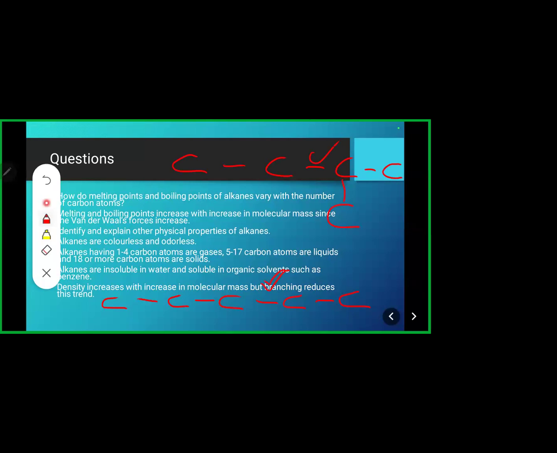Are we all together on those physical properties of alkanes? Yes. Okay, thank you for that feedback.